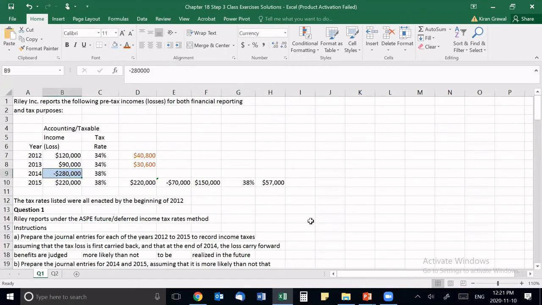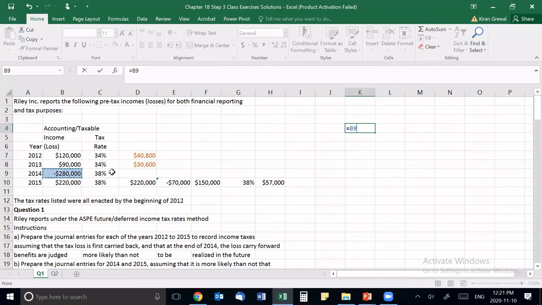In 2014, this is the year of a loss. So in the year of a loss, the first thing you do is do your carry back entry. Okay, so we're going to look at 2012 and 2013. We're going to carry back 3 years, but we only have data for the last 2 years. So maybe this company only started its operations in 2012, which means that we would just have to go back 2 years. Okay? So we have a $280,000 loss in 2014. We need to see if we can carry back this loss to offset our taxable income in 2013 and 2012. Okay, so let me just do the calculation here.